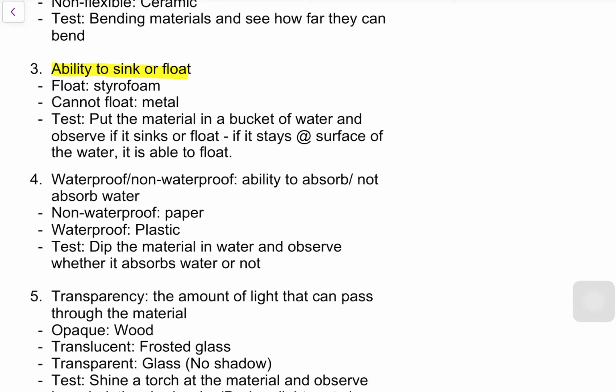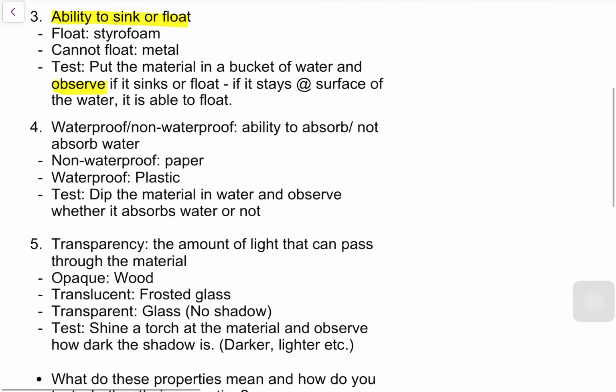So remember, this is a very important keyword, observe. All right, so when we're doing science, remember, you want to use your scientific vocabulary. For example, observe, examine, analyze. These are some of the good words that you want to use when you are making your answer.